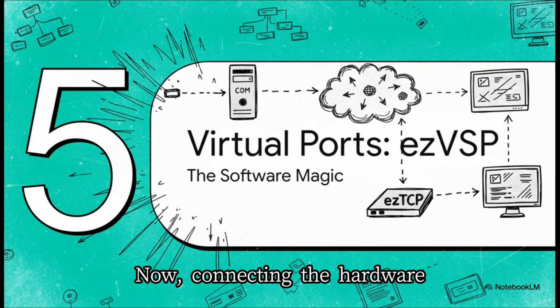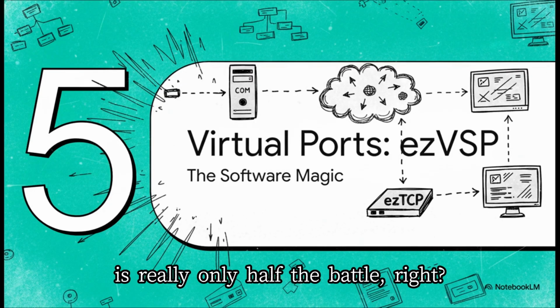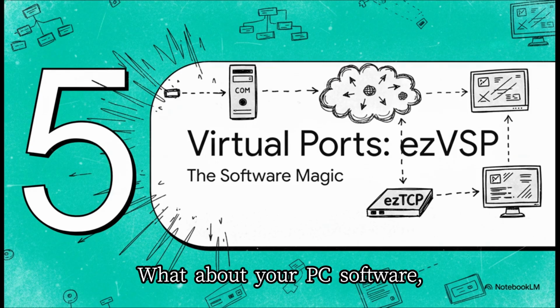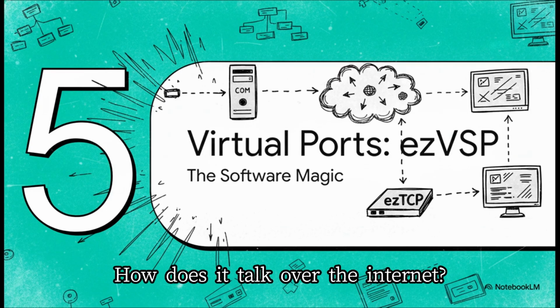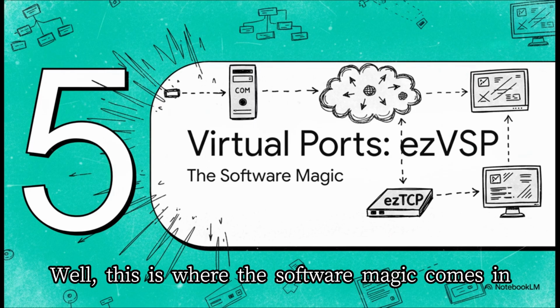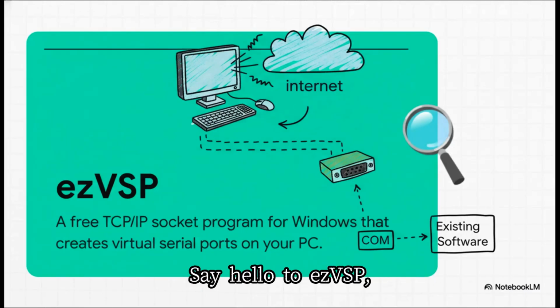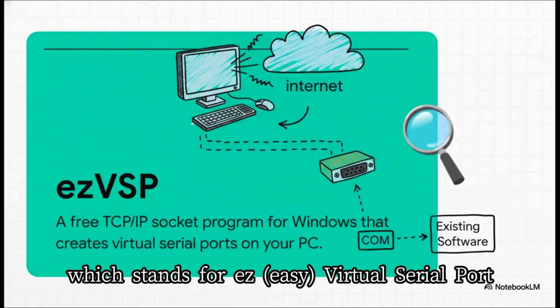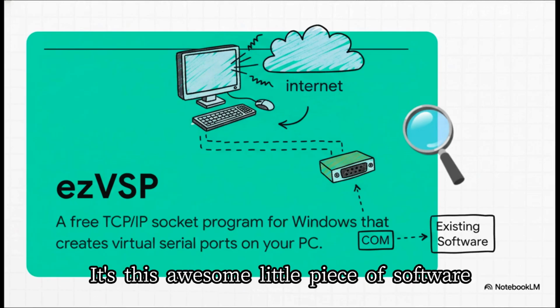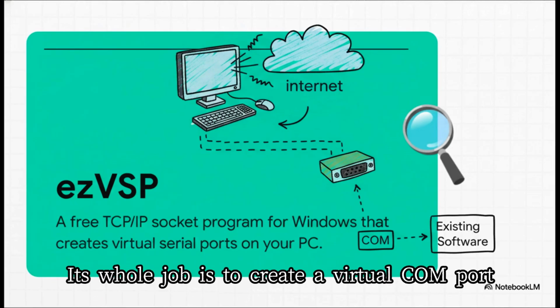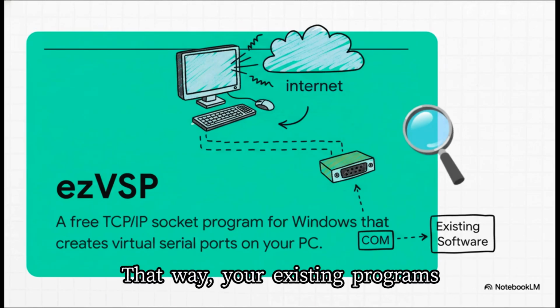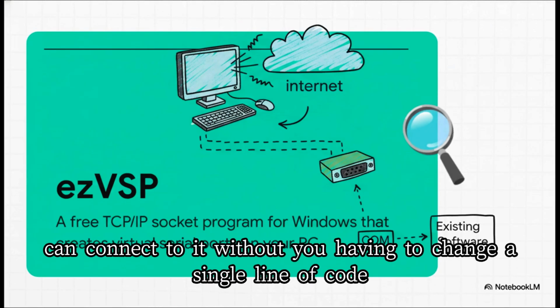Now, connecting the hardware is really only half the battle, right? What about your PC software? The program that's designed to talk to a local COM port. How does it talk over the internet? Well, this is where the software magic comes in. Say hello to ezVSP, which stands for Ez Virtual Serial Port. It's this awesome little piece of software that Sollae Systems gives you for free. Its whole job is to create a virtual COM port on your Windows PC. That way, your existing programs can connect to it without you having to change a single line of code.